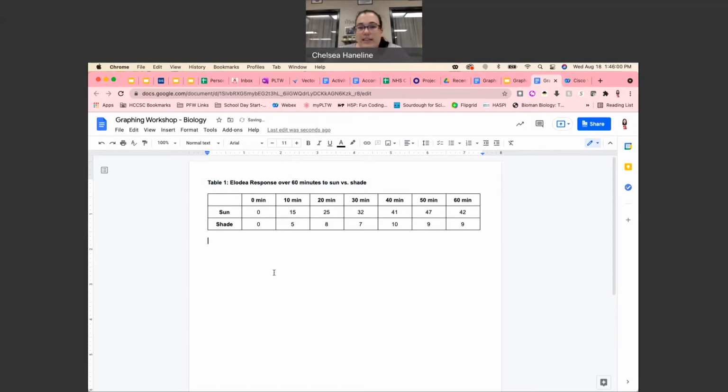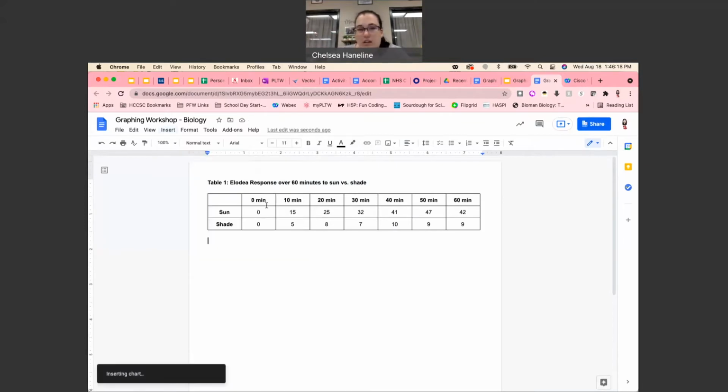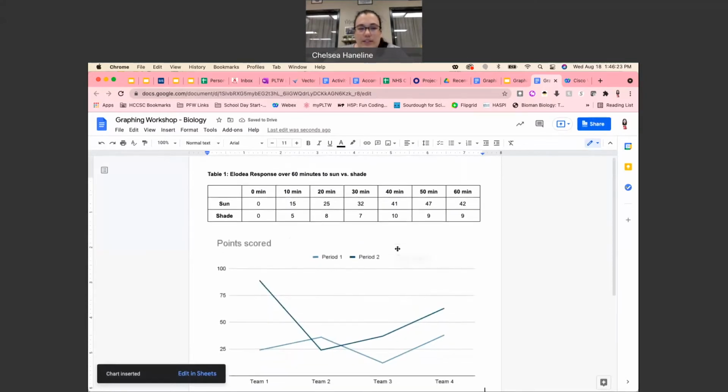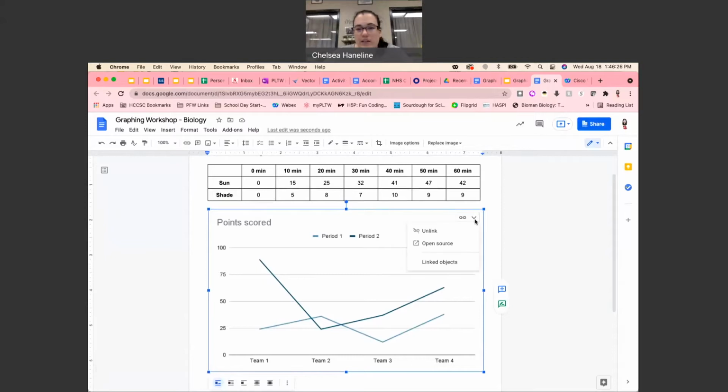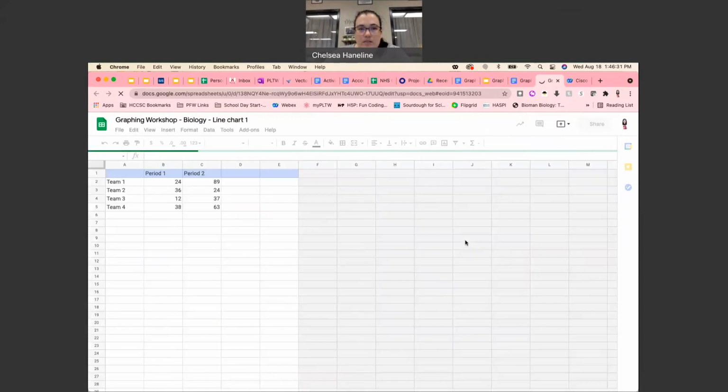Now we need to take this information and put it into a graph so we can interpret it. So we're going to go to insert and we're going to insert a chart. And for this one, I'm going to use a line chart. I like using line charts. Okay, so in Google Docs, when you're doing this, you click on this little arrow, and you go open source. So that's going to then open a Google Sheet for us to be able to put our information in.